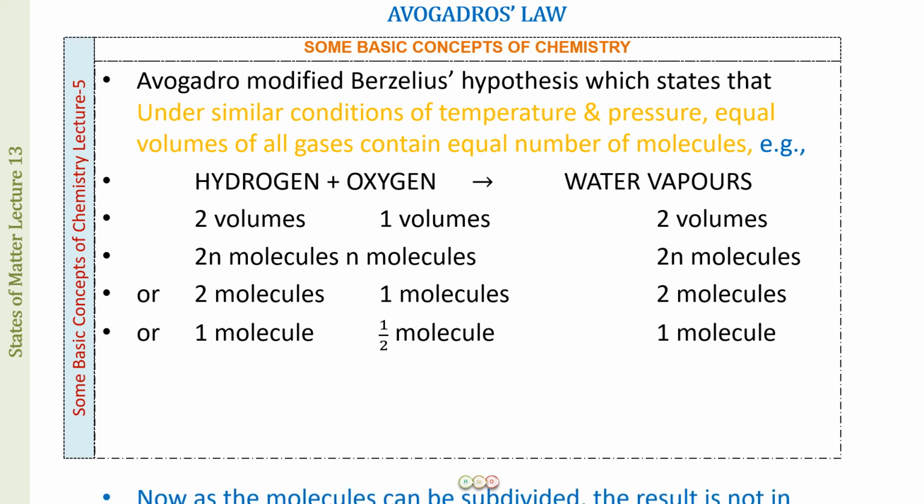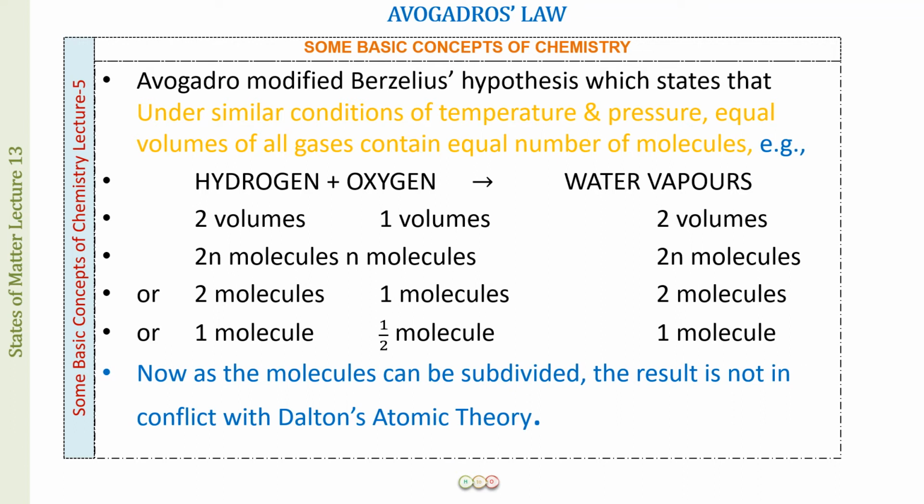And now, because the molecule can be subdivided, this result was not in conflict with Dalton's atomic theory. So here the correlation between Dalton's atomic theory and the Gay-Lussac law of gaseous volumes was achieved, and Avogadro gave us this very important law that under similar conditions of temperature and pressure, equal volumes of all gases are going to contain an equal number of molecules.